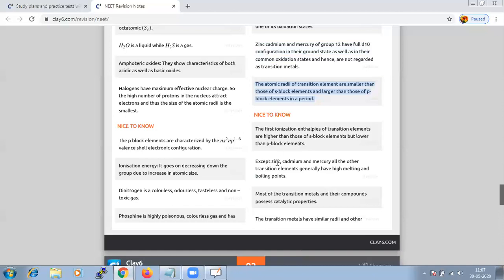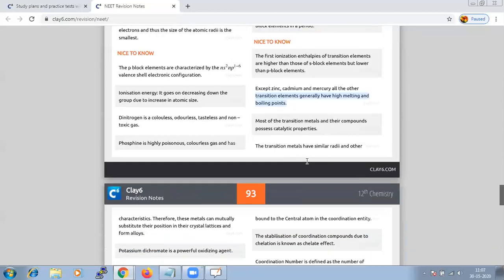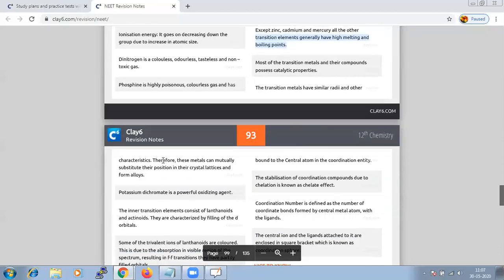And except zinc, cadmium, and mercury, all other transition elements will generally have high melting and boiling points. And most of the transition metals and their compounds have catalytic properties. And the transition metals will have similar radii and other characteristics. That is why these metals can mutually substitute their position in the crystal lattice, and they have the tendency of forming an alloy.